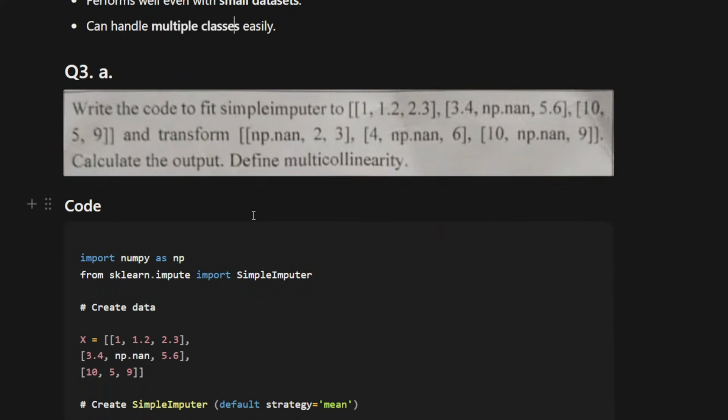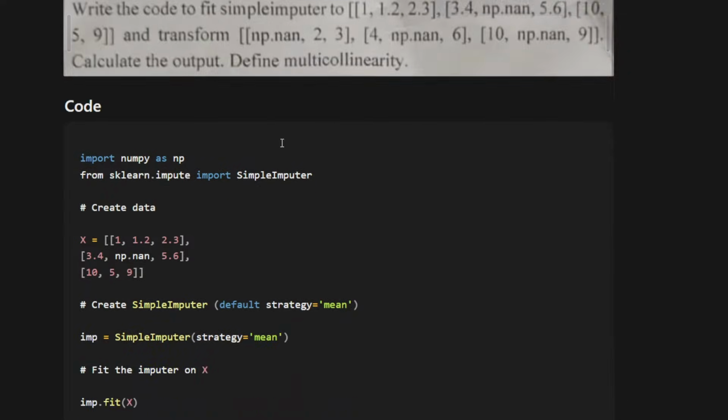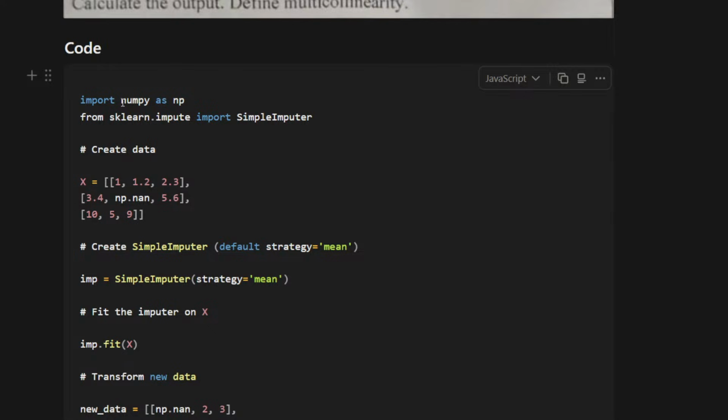Okay, 3a. Write the code to fit simple imputer to this data and transform this data. Calculate the output. That's it. And define multicollinearity. This is the next subdivision of the same question. If you remember, we did this exact code sometime before in the Colab notebook. It was the same question. So I'll just reiterate again.